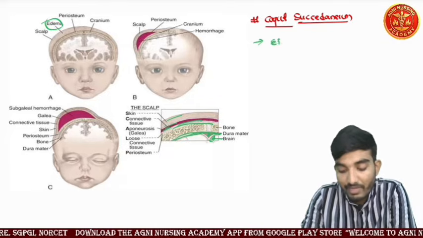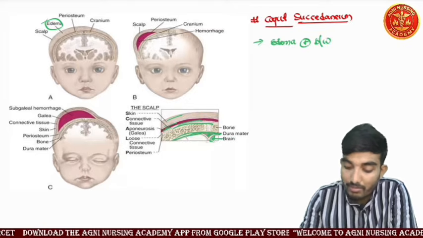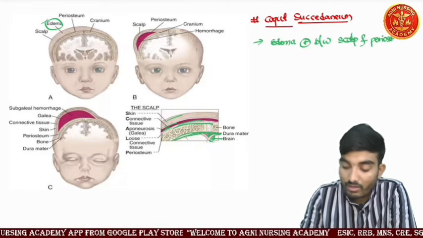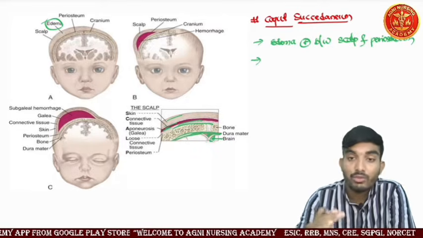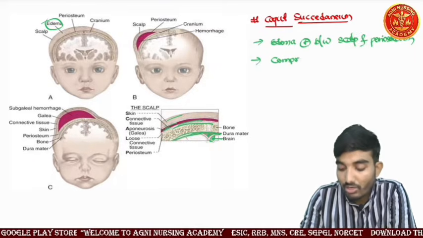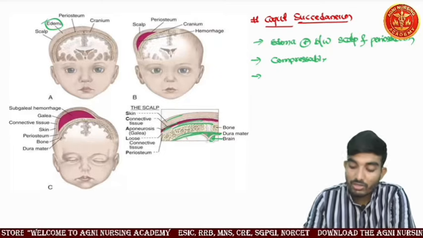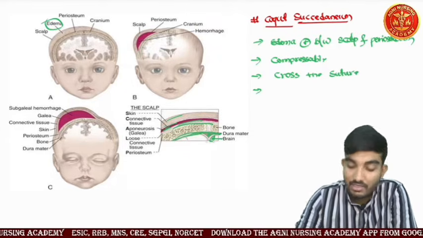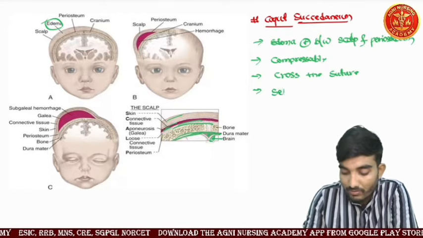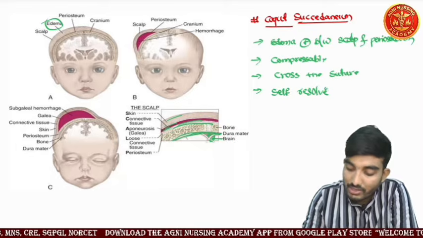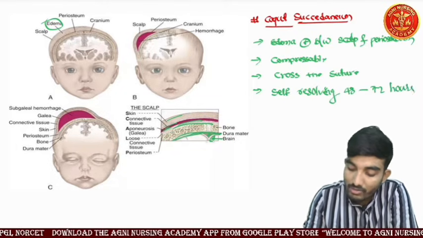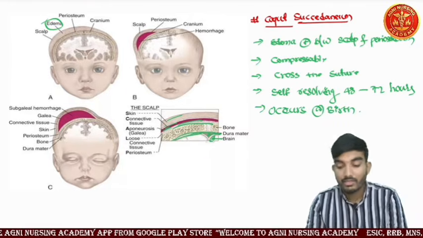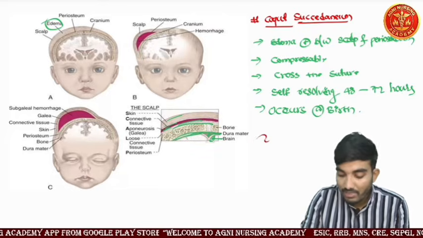The fluid collection or edema is present between the scalp and periosteum. And if we palpate the swelling, it is compressible, and this fluid collection is able to cross the suture lines also. In caput succedaneum there is fluid collection, and there is no need of treatment. It's self-resolving within 48 to 72 hours. And it occurs at birth only. This is about caput succedaneum. Next we will see cephalohematoma.